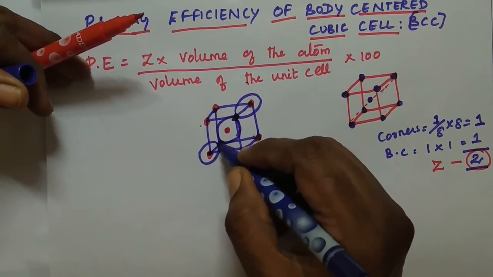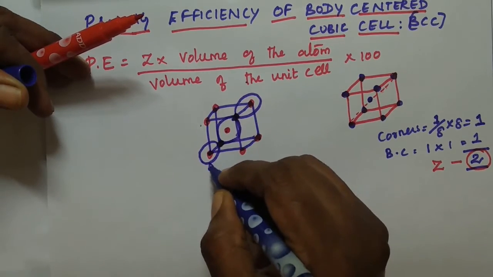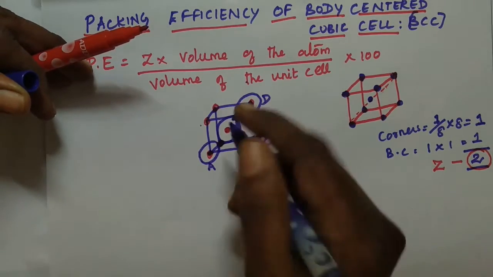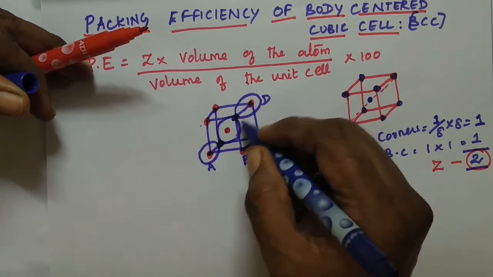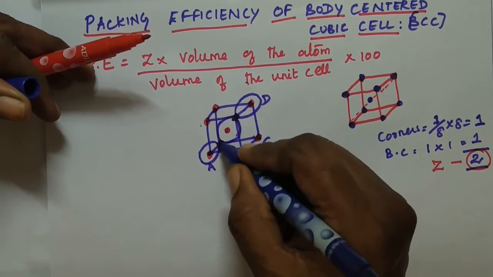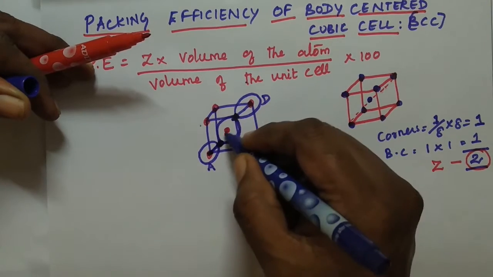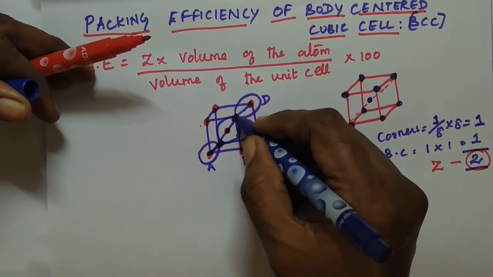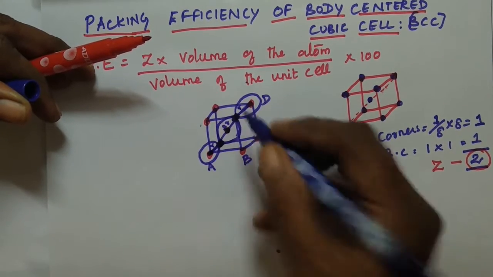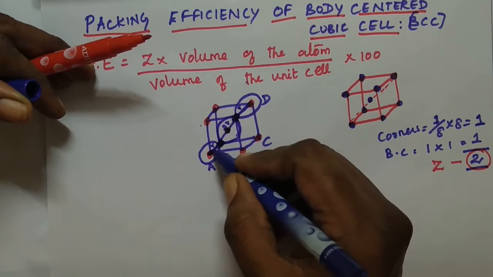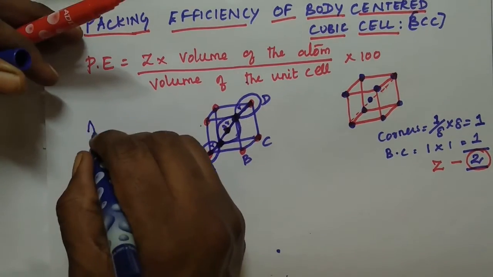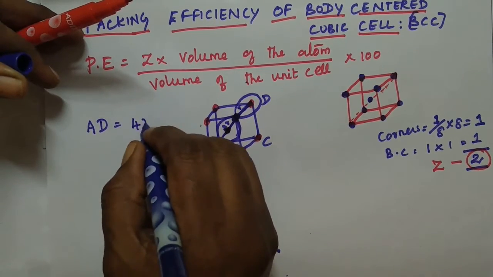Now let me give the names of these corners as A, B, C, D. Let us take this AD and calculate the distance. This AD is R, then 2R, and then one more R. So this is R, this is 2R, and this is R. Totally there are 4 R's. So the AD distance is equal to 4R.